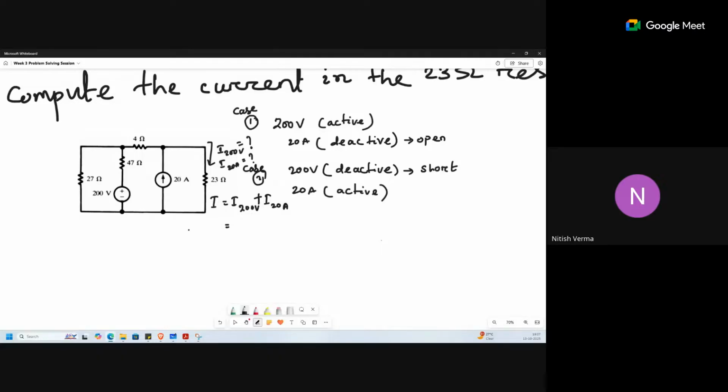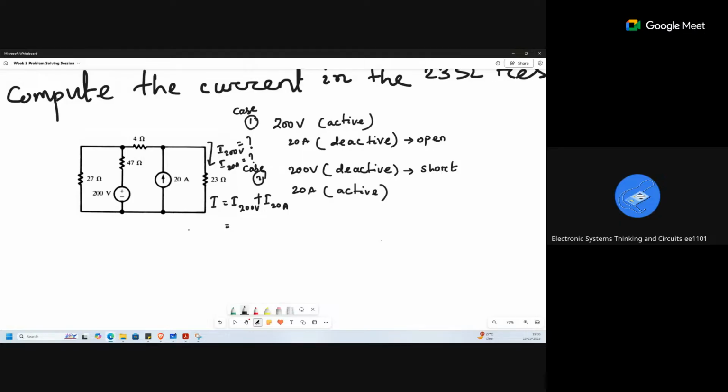I just take short circuits when we take the case of 200 volt. The 23 ohm resistance will be short circuit because there is a wire around. No, no, again you are confusing. Whenever you are not considering the superposition principle, there is no case of active and deactive. Your 200 volt is there and 20 ampere is there, both the cases running together. Are you following me?